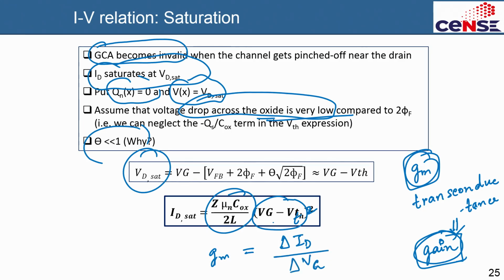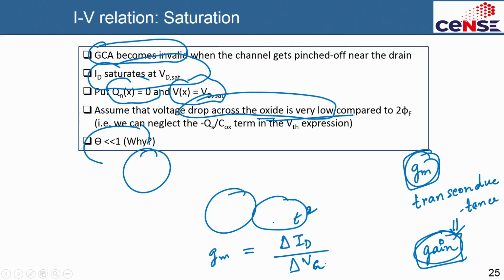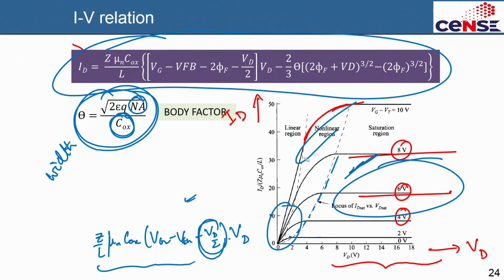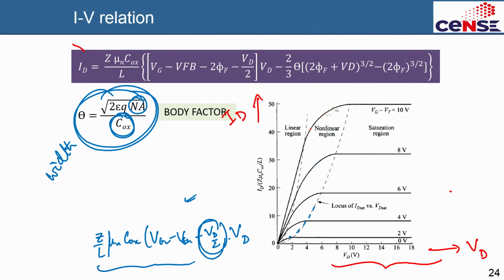Okay, so what this means is, if you look into this plot, let me erase this part so it will become clear again. So if you look into this plot again here, you will see that with different gate biases, this is 8 volt, 6 volt, 4 volt, 2 volt, with different gate voltages you fix the drain voltage.